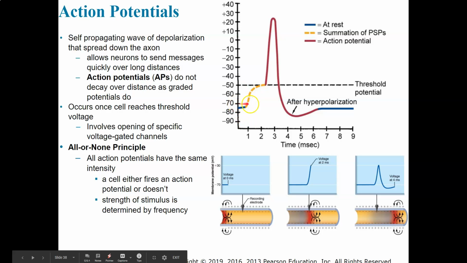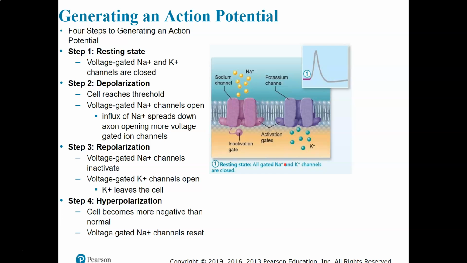Here we have graded potentials, so the summation of those postsynaptic potentials, if it reaches threshold, then we fire an action potential, where we have this big depolarization, and then we are going to have a repolarization. Note this action potential doesn't occur in just one spot in the cell, it actually spreads all the way down the axon. So how do we generate an action potential?